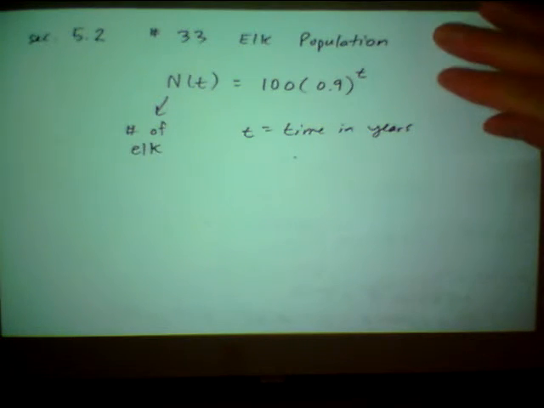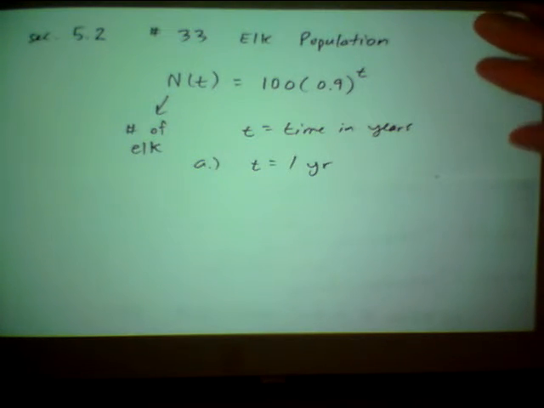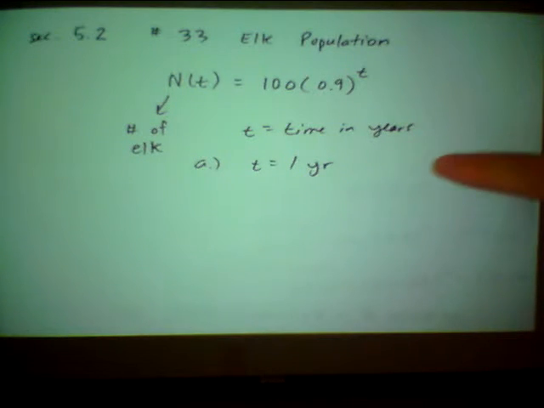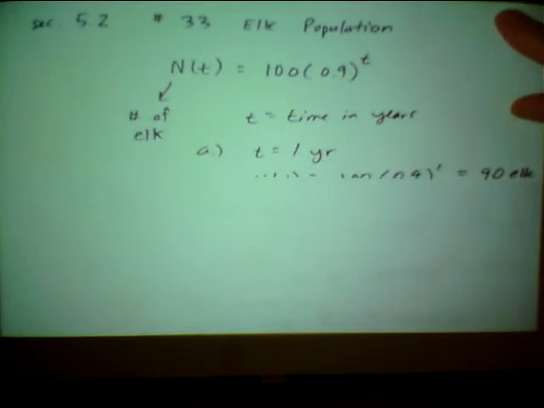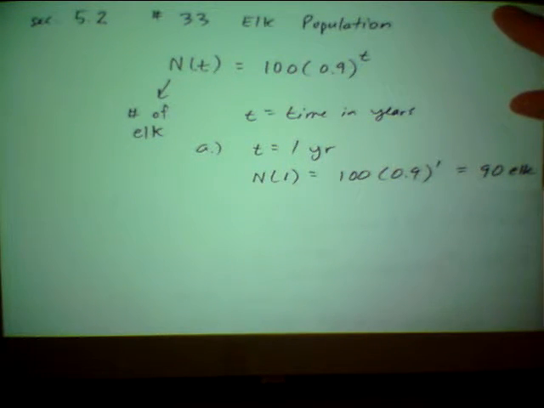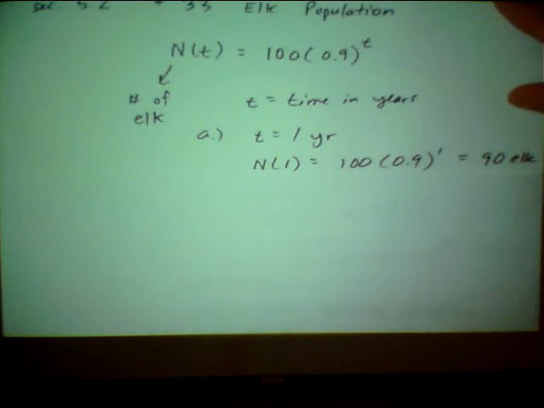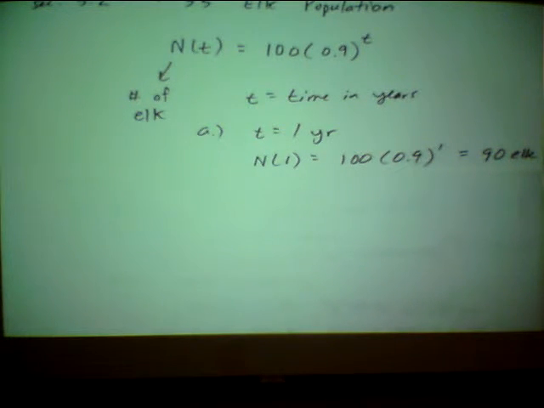The first thing they say is, please figure out how many elk are left after 1 year. You simply plug in 1 year, you put a 1 in for t, and then do the math. For this one, I didn't even need my calculator, because when I put in 1 for t, I have 0.9 to the first, which is just 0.9, and 0.9 times 100 is just 90 elk. So this is not a very difficult problem. They give you the equation, and now we're simply plugging in the time for t, and then doing the math.